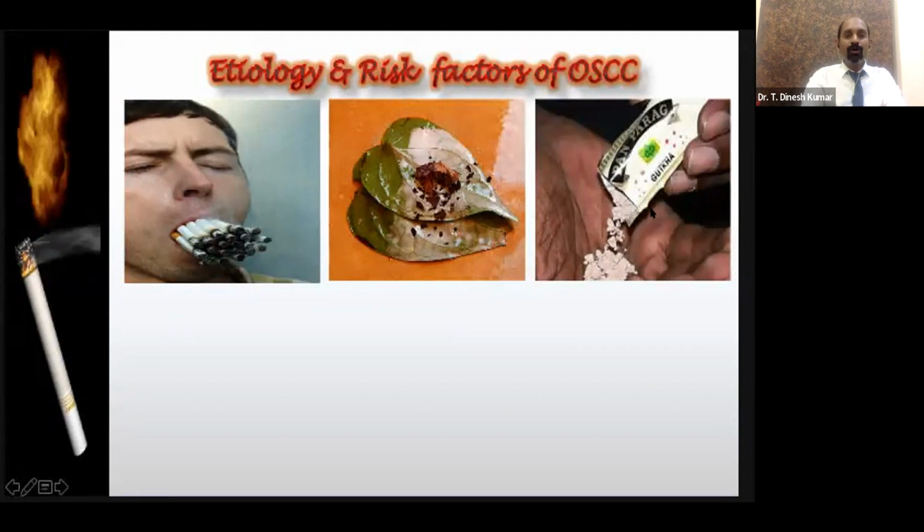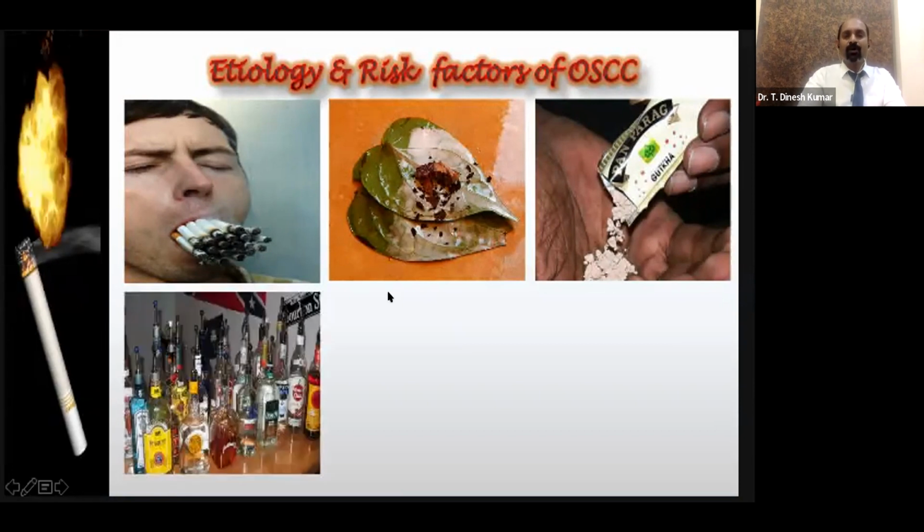And the most important of all the etiological agents is one form of tobacco that we use in powdered form. These tobacco products are used in chewable forms. If you see the incidence of oral cancers, more than cancers caused by smoking, the ones which are more predominant are those caused by the chewing forms of tobacco. So all these three are established etiological agents for oral cancer.